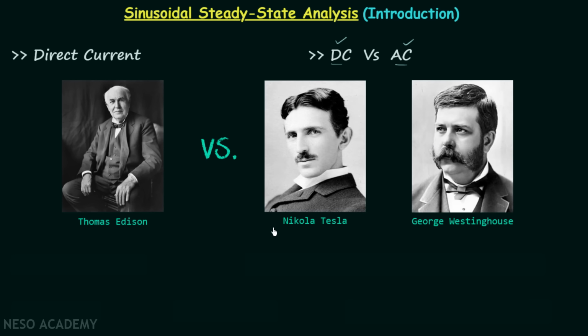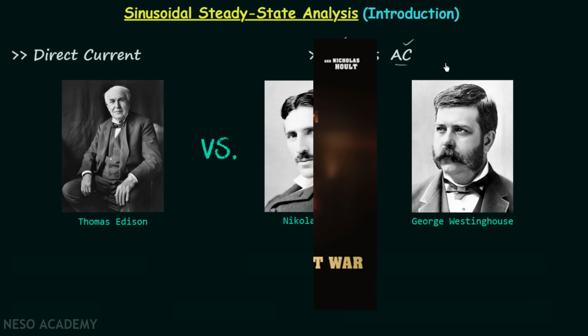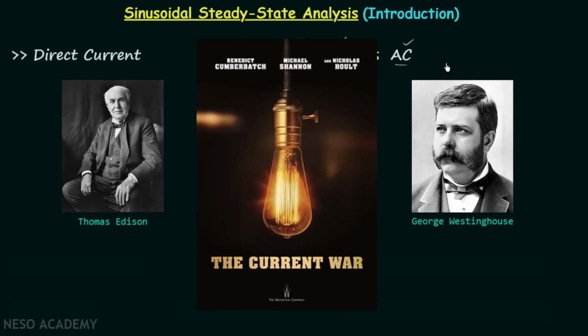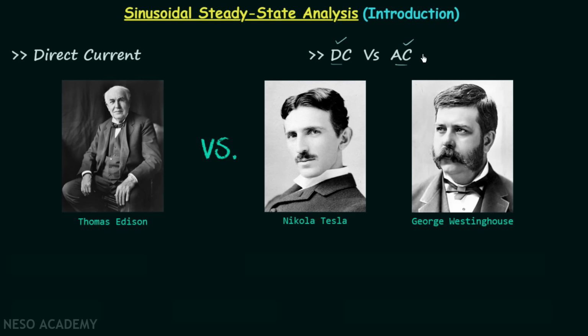And if you want to know more about this DC versus AC battle in an entertaining way, then you may watch the movie The Current War starring Benedict Cumberbatch. And this battle was over when the induction motor and polyphase generation and distribution were introduced, which proved that AC is way better as compared to DC. And today we widely use AC generation and transmission because it is efficient and economical.